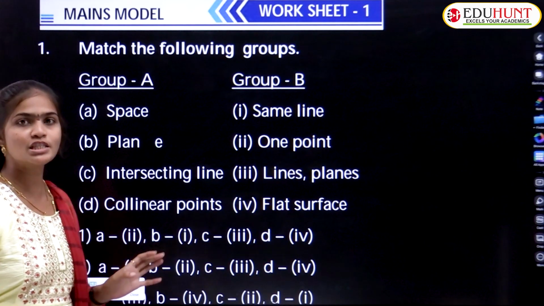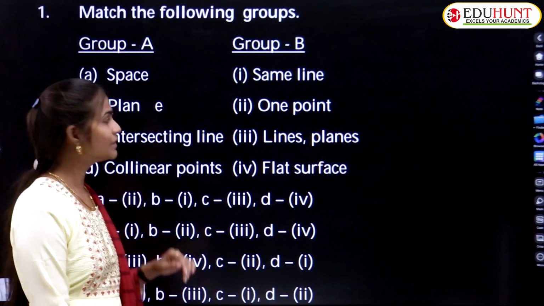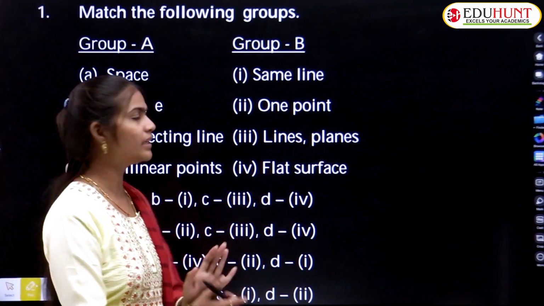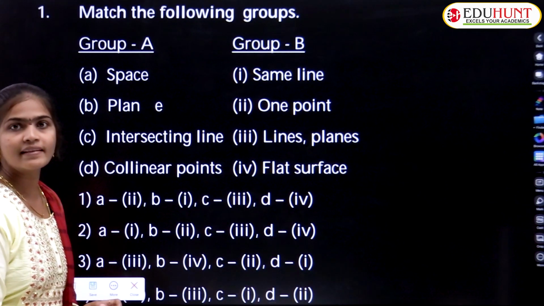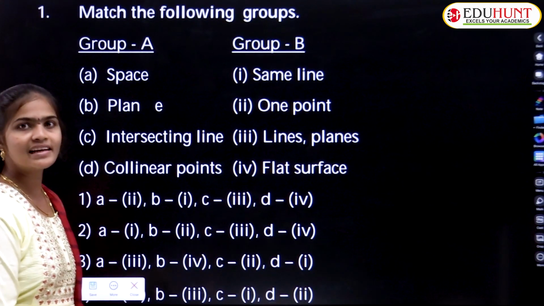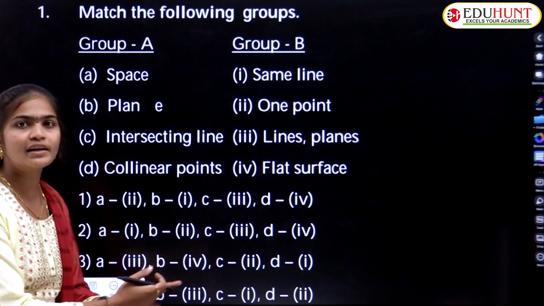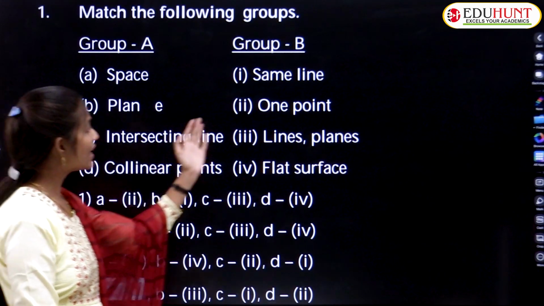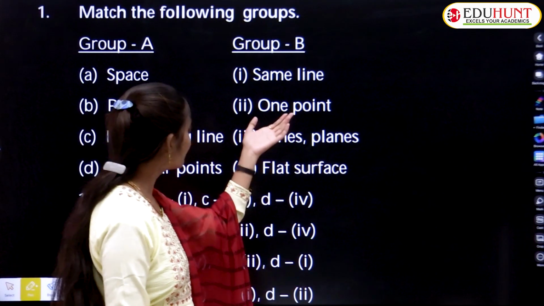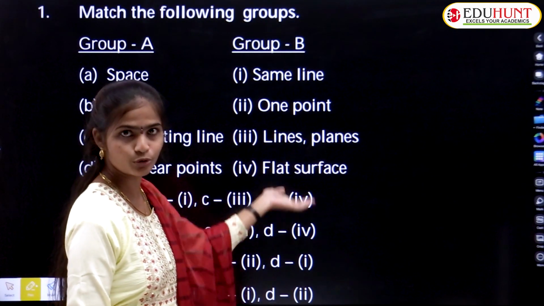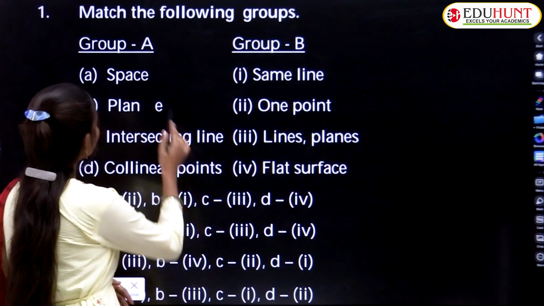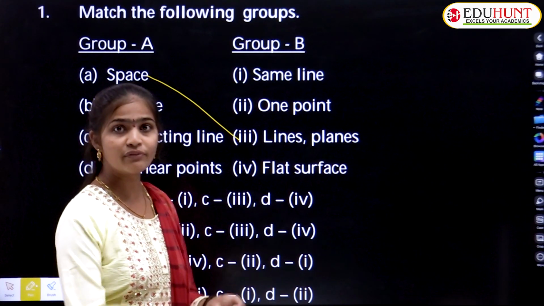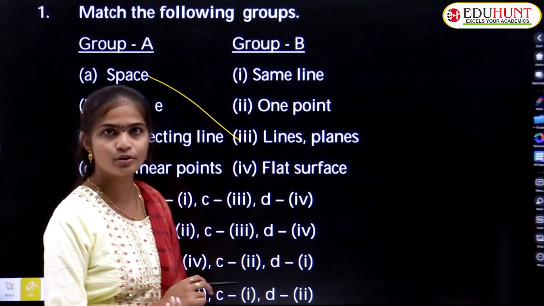Okay, worksheet 1, first problem is matching. Here we have two groups, group A and group B. What is the first question? That is space. In general, space means what? In a space we can draw so many lines and planes, right? As per the given options in group B, here space means lines and planes. We can draw lines and planes in that space.